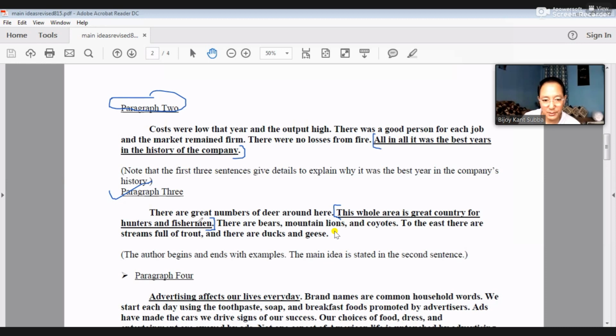So why is it a great place for hunters and fishermen? Because there are great numbers of deer around here. Did you notice any deer? Here bears is plural, right? Ducks is plural. Mountain lions, plural S, coyotes, plural. Coyotes are smaller than wolves, all right? They're found in North America. Coyote is like our phewra here, right?